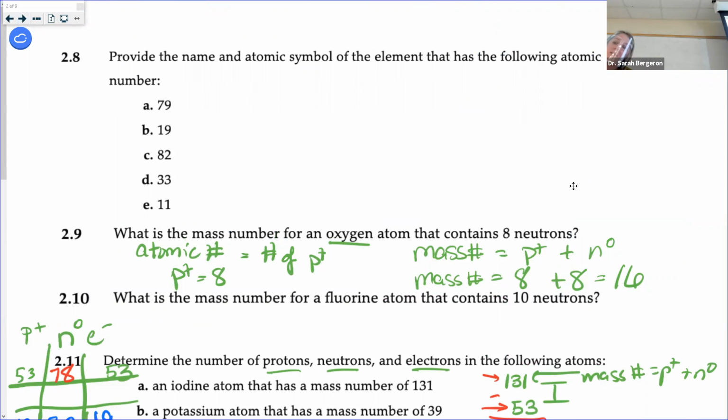Provide the name and atomic symbol of the element that has the following atomic number. 79. What is 79? Au, but that's not the name, that's the symbol. What's the name? It's a weird one. It's gold. All right, 19. Got the weird ones to start with. What's 19? Potassium, and that is K.